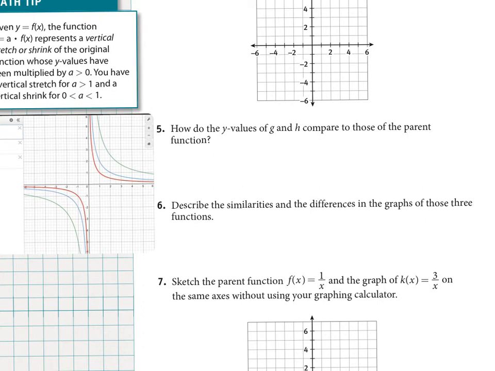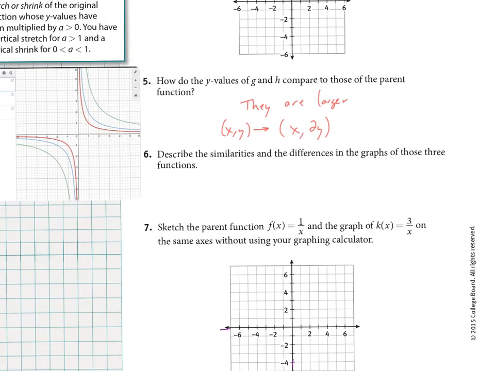So how do the y values of g and h compare to what we've seen of the parent functions? They are larger. In fact, the original x comma y points are just going to x comma 2y for g and x comma 5y for h. So I'm just multiplying all of my outputs by 2 or by 5. But in reality, they all have the same vertical asymptote, horizontal asymptote, domain, range, x-intercepts, y-intercepts, etc.